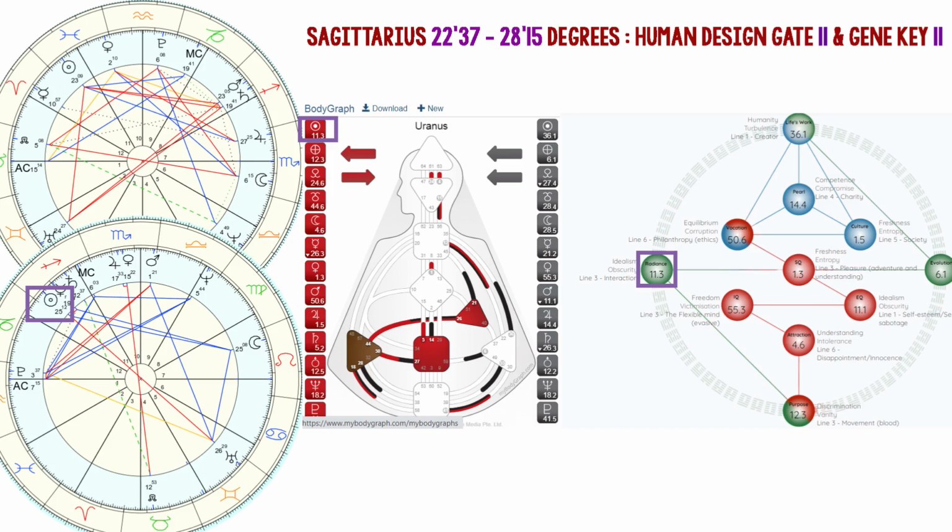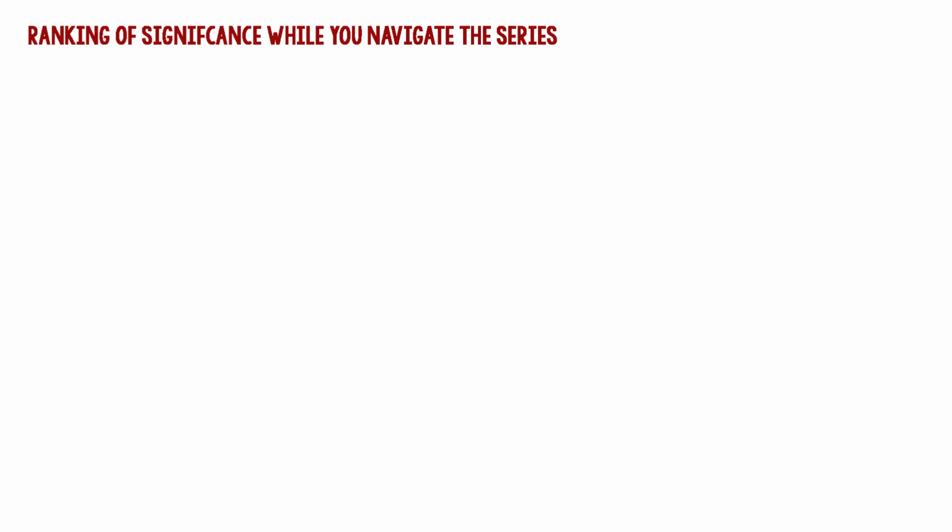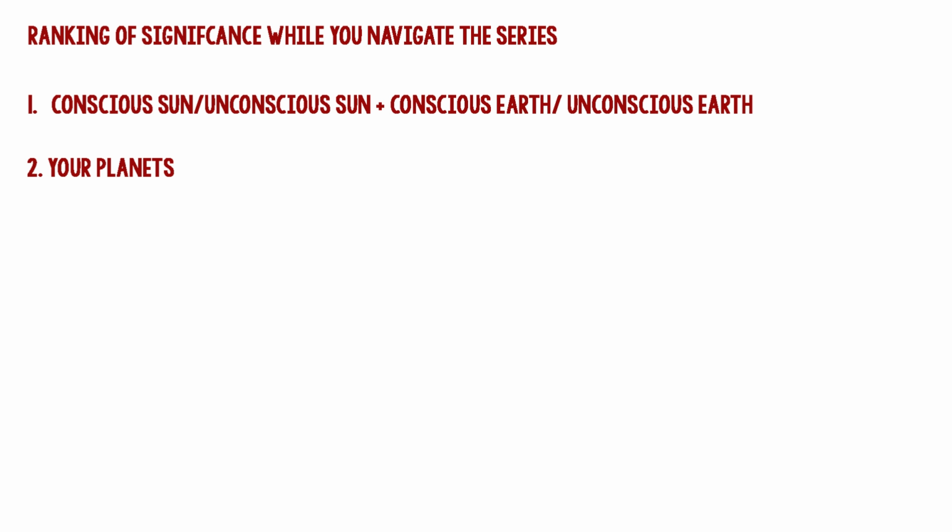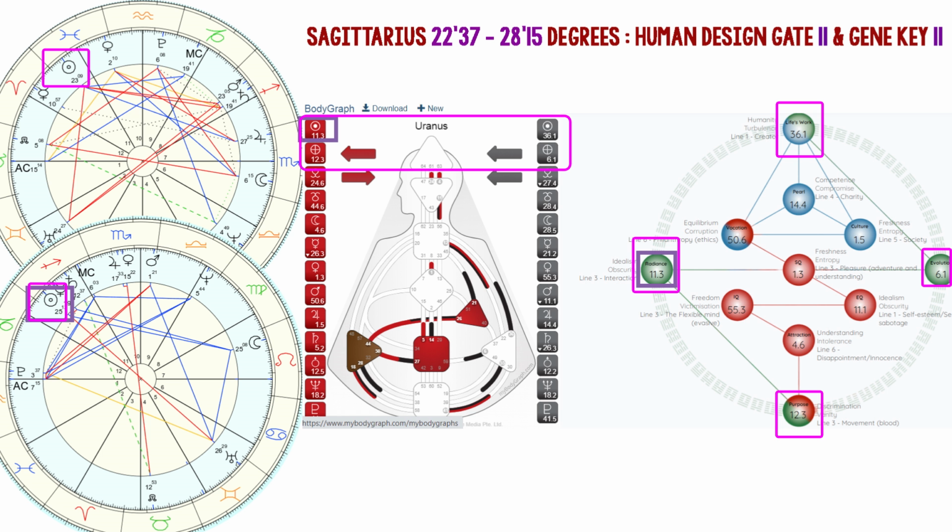Yes, so this is basically how you would navigate this particular series that I'm putting out. And I think that the best way to navigate it is using human design, but considering your ascendant degrees as well as your midheaven degrees is also going to be important. So therefore, I'm going to do a quick ranking of the significance of what you need to be looking for while you navigate the series. The first, I think, is going to be your conscious sun and your unconscious sun, and the conscious earth and the unconscious earth, which if we look at human design, is going to be the top 4 numbers.